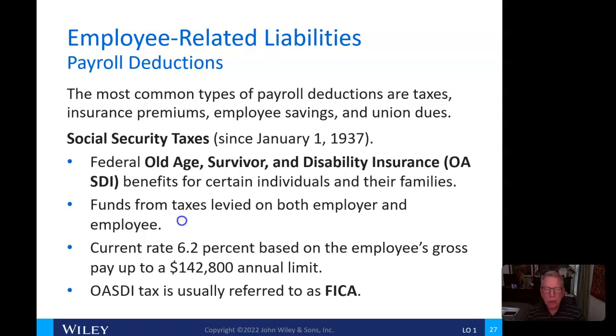Funds come from taxes levied on both the employer and the employee. The current rate, which has been around for a very long time, is 6.2% of the employee's gross pay, now up to $142,800 as the annual limit. Once you exceed that annual limit, you don't have to pay what I call FICA Social Security anymore. The OASDI tax is referred to as FICA. All right.